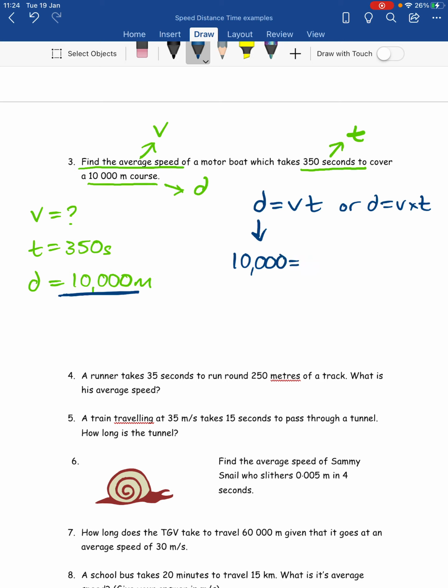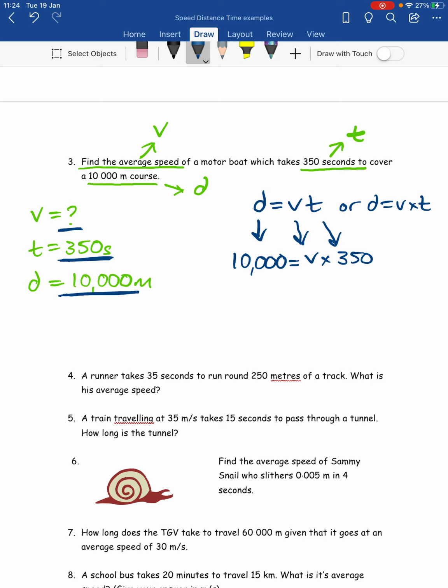Then I put an equal sign. And for V, it's a question mark. So V just stays as V. For time, I've got a number, so I replace the letter T with the number 350. And because V and 350 are side by side, that means multiply.